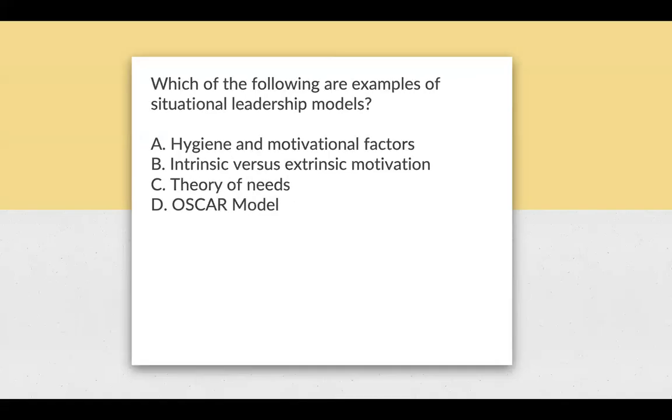Okay, now the next question. Which of the following are examples of situational leadership model? A. Hygiene or motivational factor. B. Intrinsic versus extrinsic motivation. And C. Theory of the needs. And D. Oscar model.